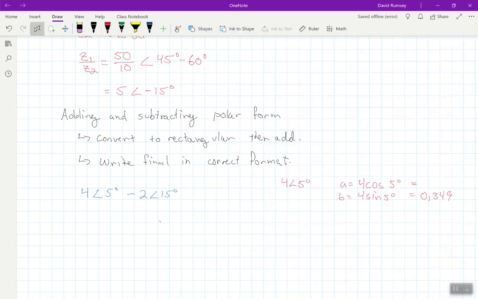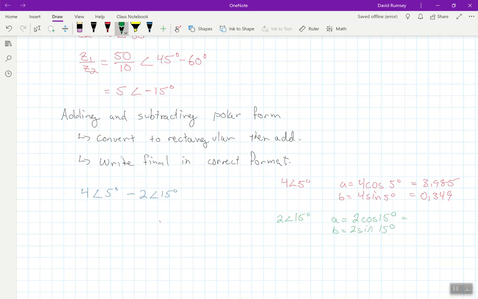And 3.985 here. And then we'll convert the other one. 2 at an angle of 15 degrees. A would be 2 cosine 15 degrees. B would be 2 sine 15 degrees. And if your calculator has a button to convert quickly, you could enter it in here.